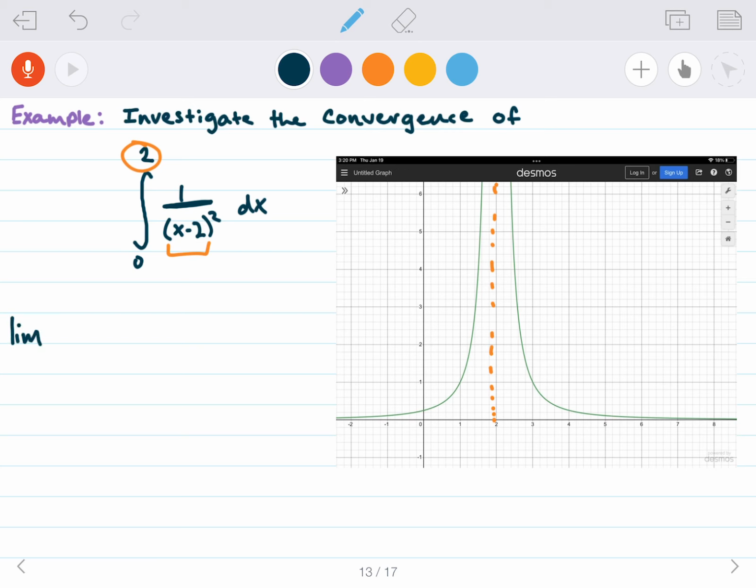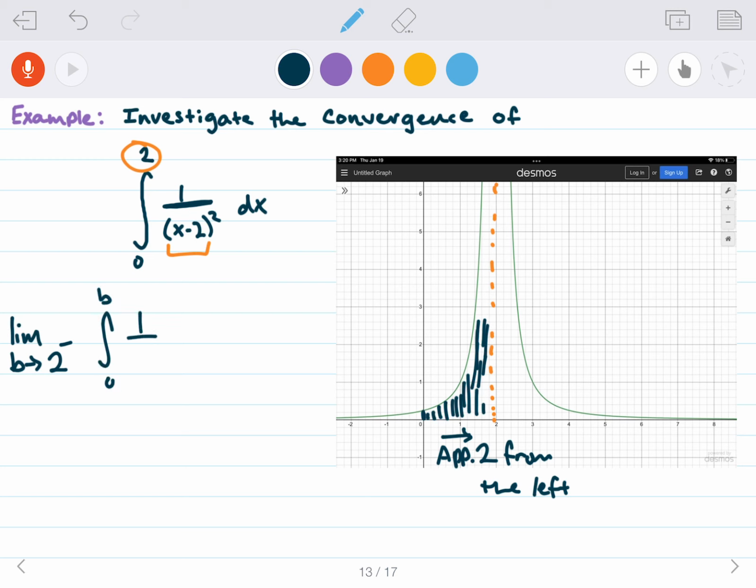So this becomes the limit as b approaches 2, and we are approaching 2 from the left because we're starting at 0 and we're interested in what's happening from 0 to 2. As you can see here, we're trying to see what happens to the area there. Okay, cool. So this is going to be the integral from 0 to b of 1 over (x minus 2) squared dx.